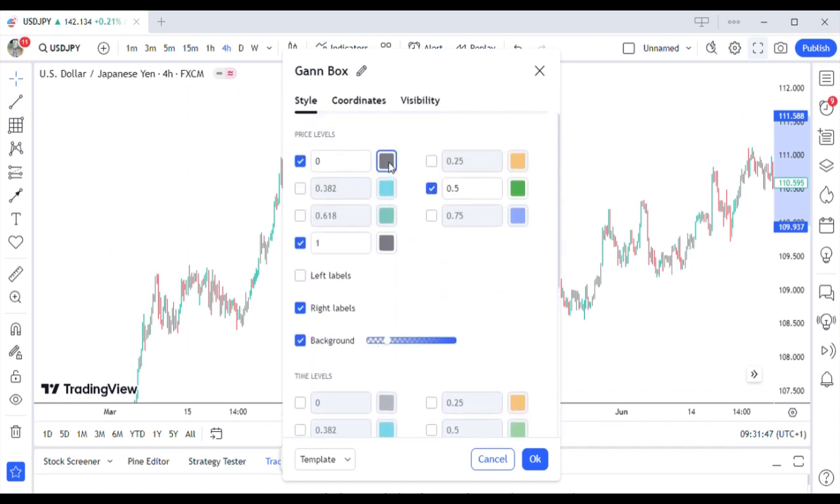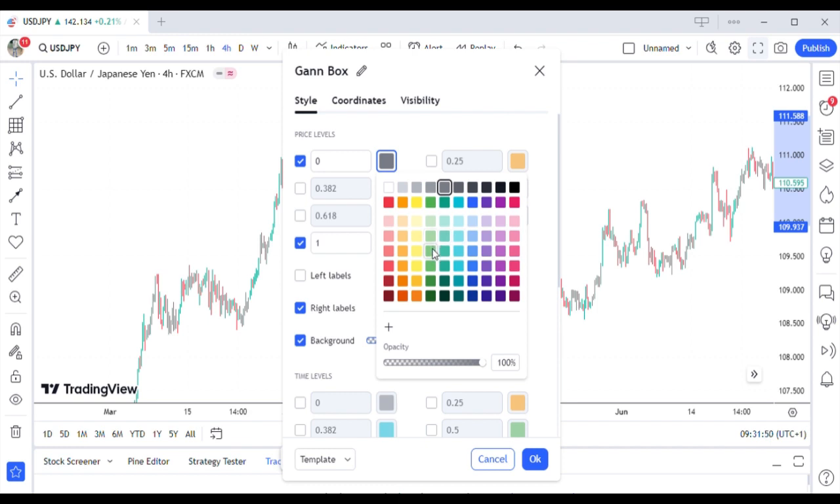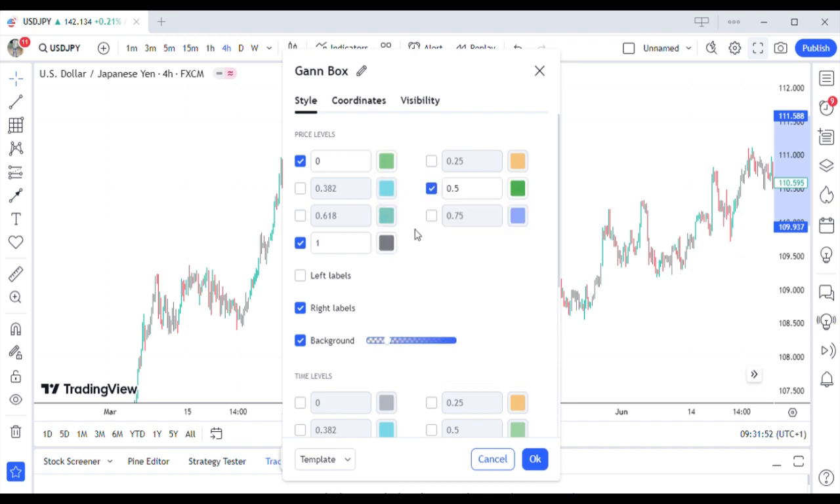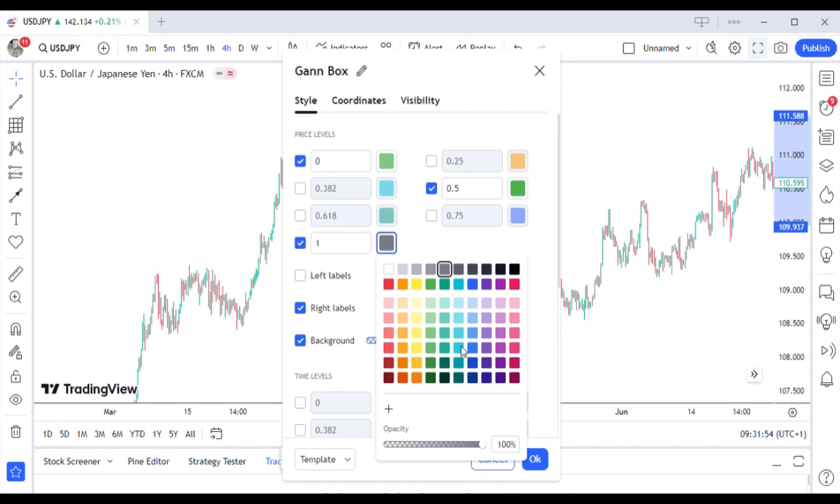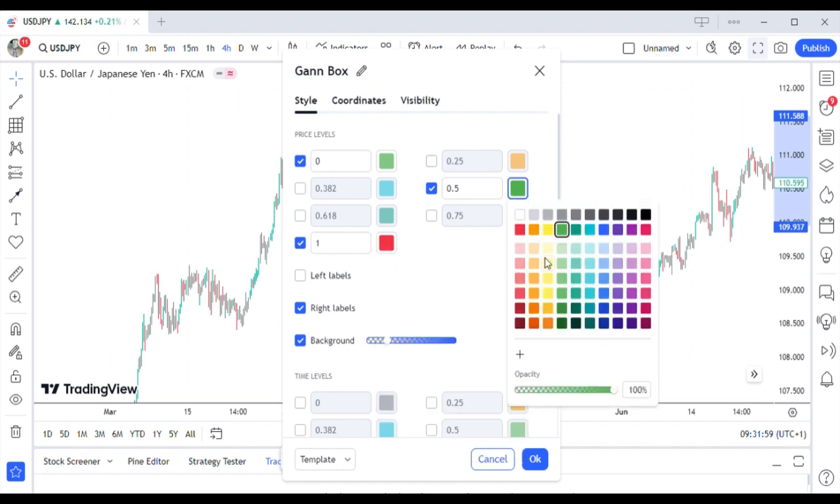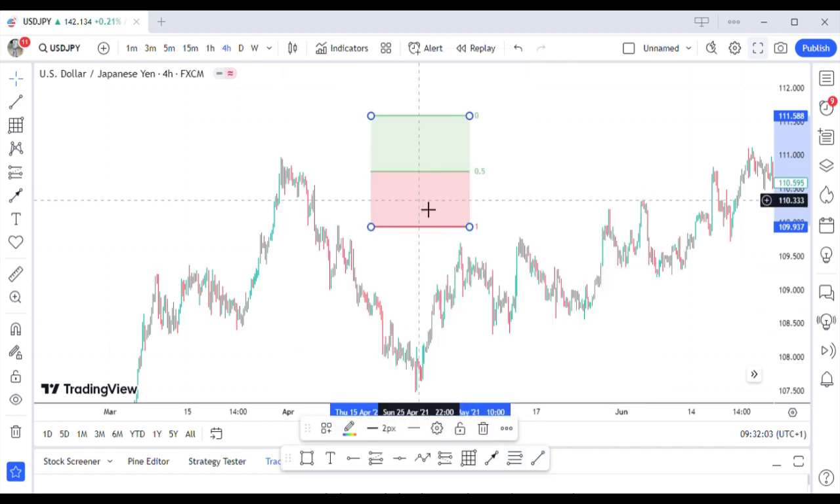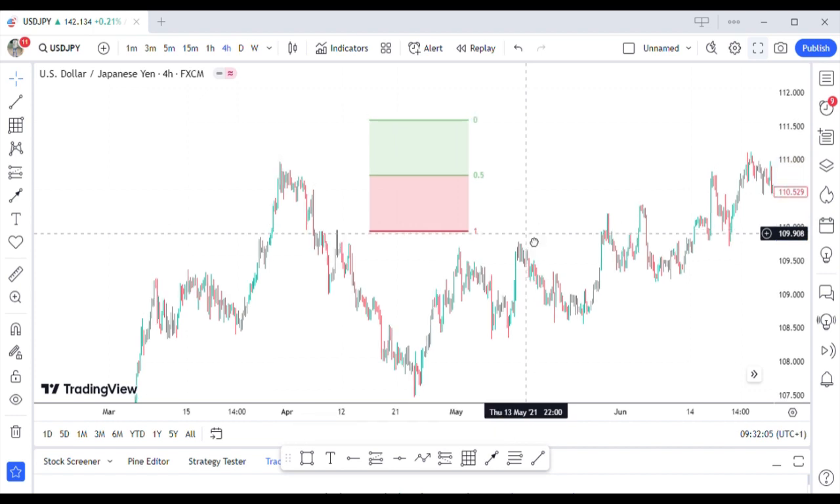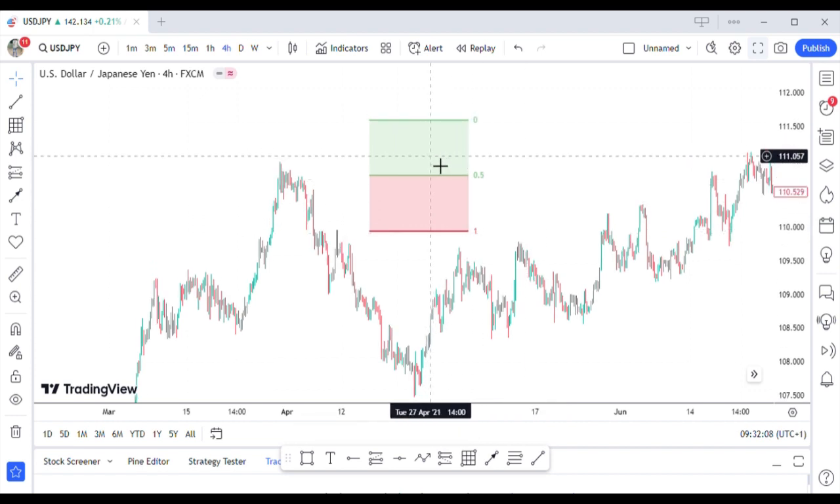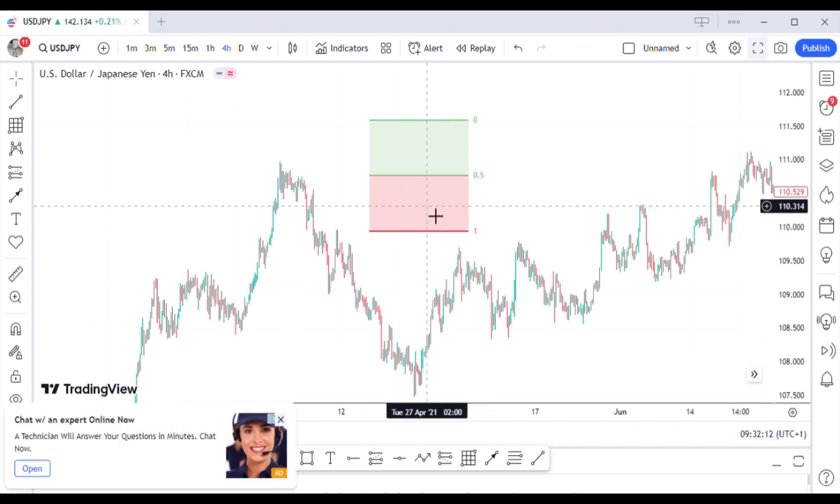Then you can change the color. I always use green as my premium and red as my discount. So change the first one to green or red, depending on the color you want. This one you can leave as green also. Then click OK, and you can see it's set. Every time price gets into this green area, it's our premium, and every time price gets into this red place, it's our discount. So if I see any other block in either of the two, depending on the direction price is going, I'm going to go for it.